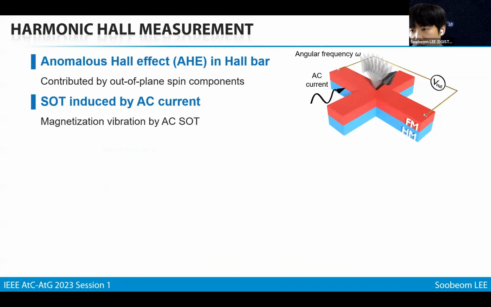Following the gate modulation of electrical resistance, we conducted harmonic Hall measurements. As you probably know, the anomalous Hall effect in a Hall device is contributed by out-of-plane spin components. If we apply AC current in the ferromagnetic layer and heavy metal structure, perpendicular magnetization is vibrated by AC spin orbit torque.